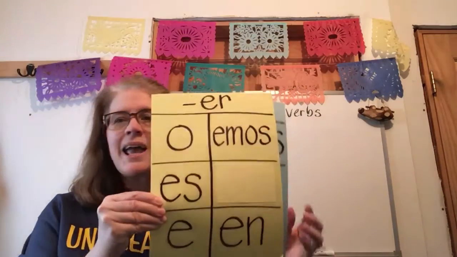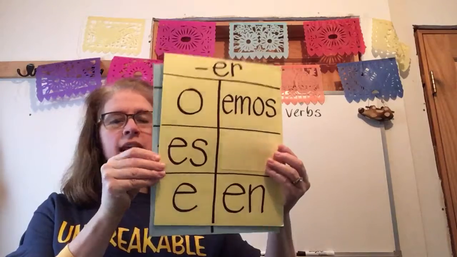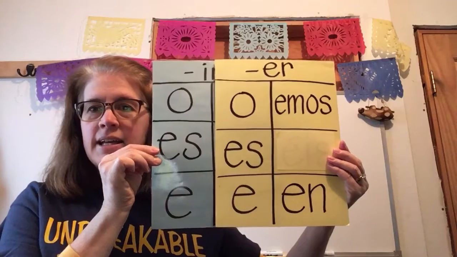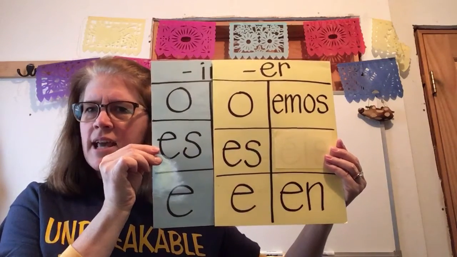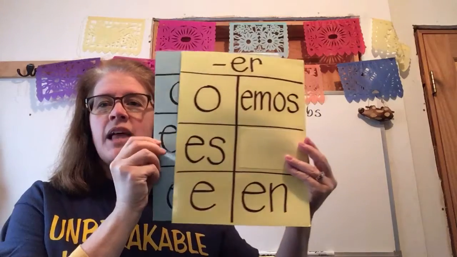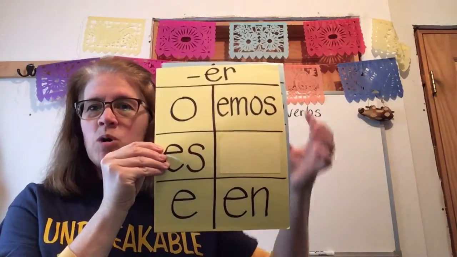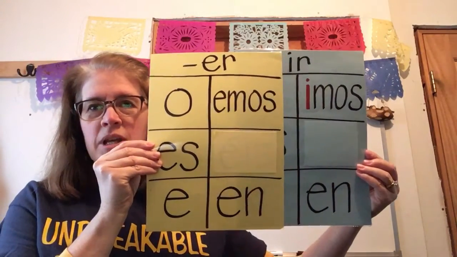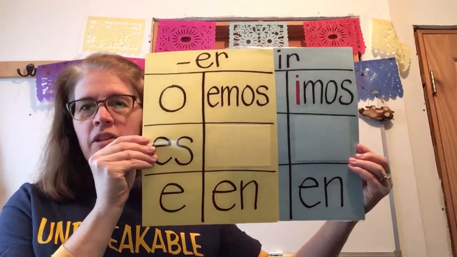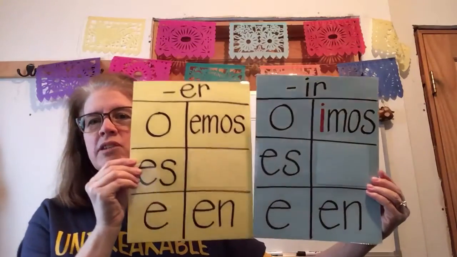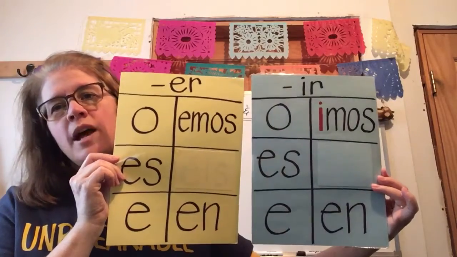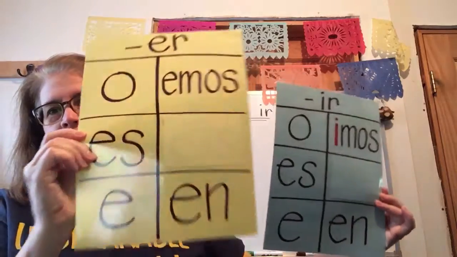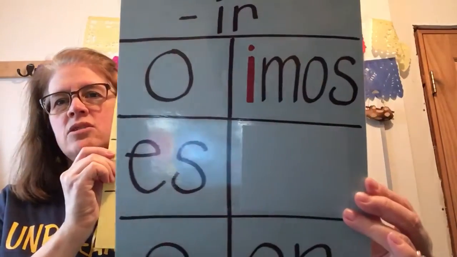Okay, now here comes the IR endings. Look very carefully. First, I'll do this side. So it's o, es, e. Okay, o, es, e. So they're identical. But let me slide it over this way, guys. Instead of emos for ER, it becomes imos because this is an IR verb. Okay, and the last one is en. So the only difference between these two endings, really, if we get rid of the vosotros, is the E changes to I.